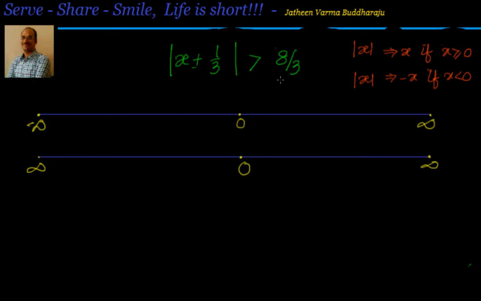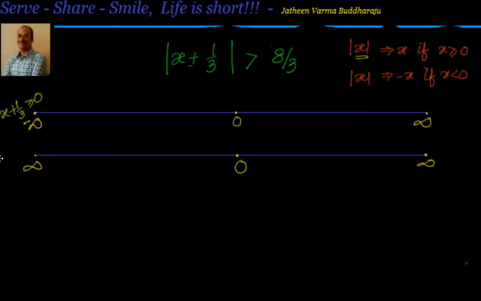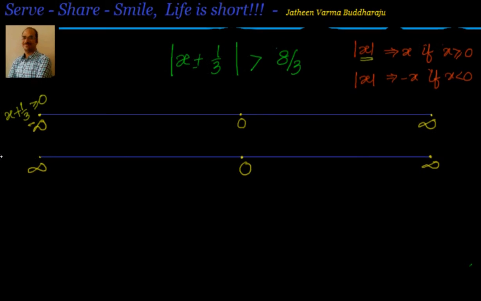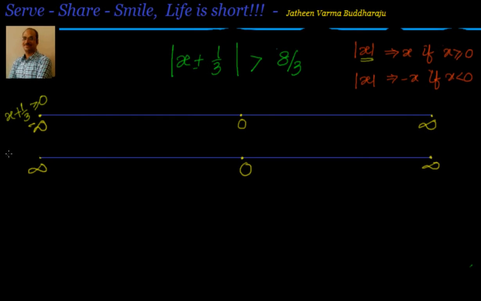We can now see that there are two scenarios involved here. Now my x value here is nothing but equal to x plus 1 by 3. So this is for x plus 1 by 3 greater than or equal to 0, and this is the solution for x plus 1 by 3 less than 0. So we have two scenarios. I'll write them down. The first scenario is x plus 1 by 3 greater than or equal to 0, and the second scenario is x plus 1 by 3 less than 0.